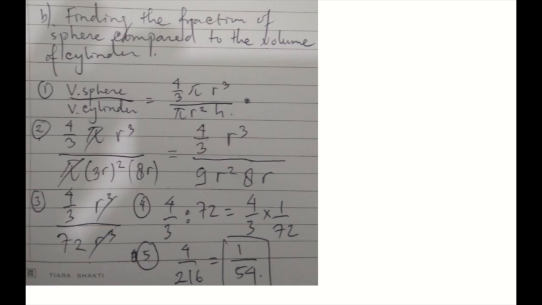And then after that, I combine the r squared and r in the denominator. So what we have is 4 over 3 r cubed over 72 r cubed. And then because both of them have r cubed, we can cancel each other. After that, 4 over 3 divided by 72, and then 4 over 3 times 1 over 72. We've got the result as 4 over 260. But remember, this is not the lowest term. So for the lowest term, I divided each of them by 4, and then we've got 1 over 54.